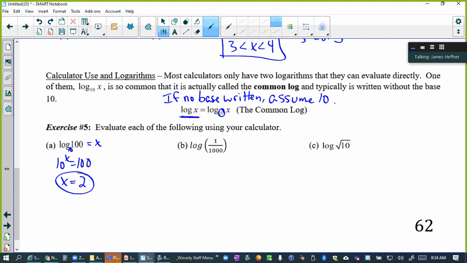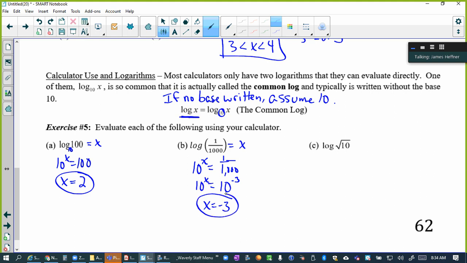In part B, log of 1 over 1,000. What's the base here? 10, right? So give me the exponential function. That means 10 to the x equals 1 over 1,000. Right? So 10 to the x equals 10 to the negative third, so x equals -3.